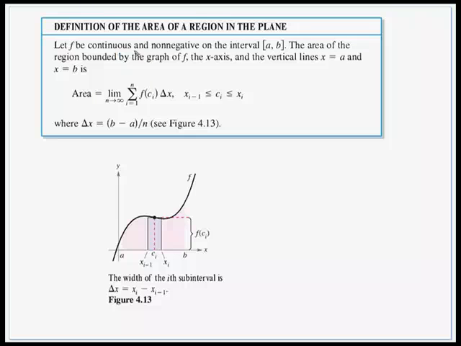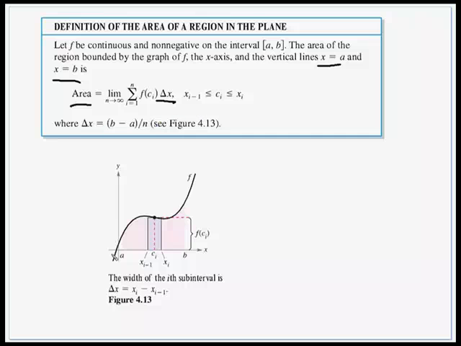So let f be continuous and non-negative across the interval from a to b. The area of the region bounded by the graph of the function, the x-axis, and the vertical lines x is a and x is b is equal to the limit as n approaches infinity of the summation from i to n of our function f of c sub i times delta x, where delta x is equal to b minus a divided by n.